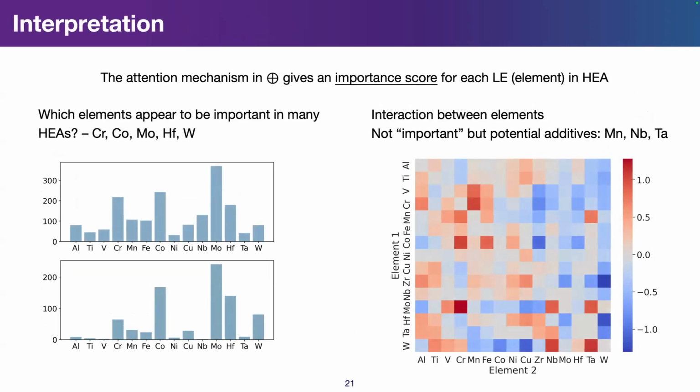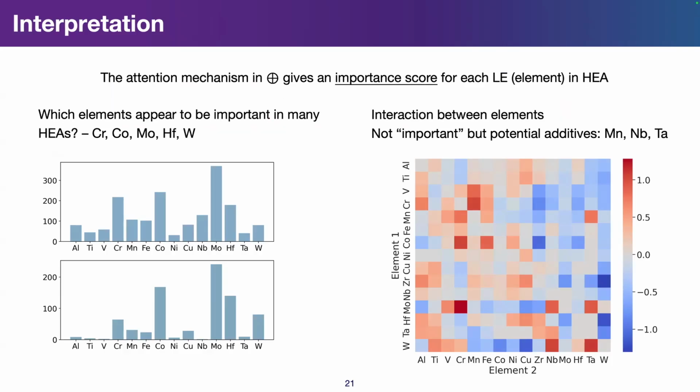And remember that we're using attention mechanism in the aggregation model. With the attention mechanism, we could retrieve an importance score for each component. So this provides us with interpretability. We can check which local environment or which element is really important in the HEA. So we first find which elements are frequently identified as the important ones, just based on some different statistics. You can see chromium, cobalt, and so on. These are exactly the elements that we often see in HEA literature.